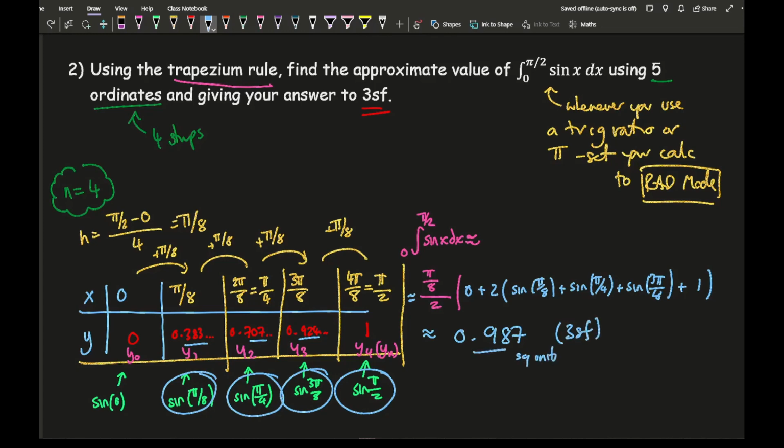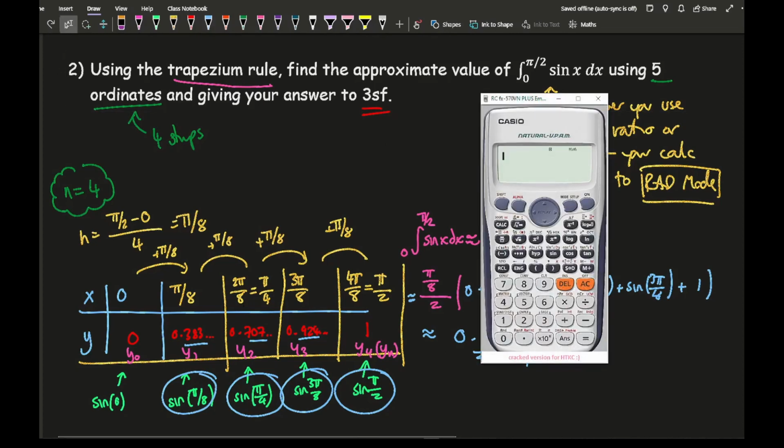Now, would you lose marks if you didn't write square units? Probably not, but again, because we're working with area, that's what we're looking at. Now again, if I wanted to, I can check my answer. So let's make sure we're in radian mode, which we can do here. So let's put option 4, press the integral button. So I'm working out sine x, close bracket, and then our lower limit is 0. Our upper limit is pi over 2. Press equals, and I get 1.